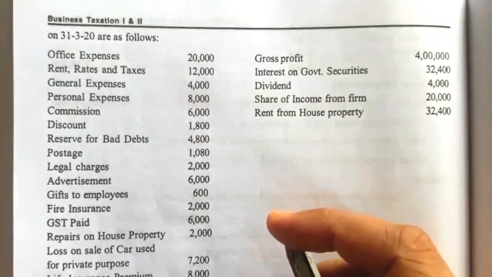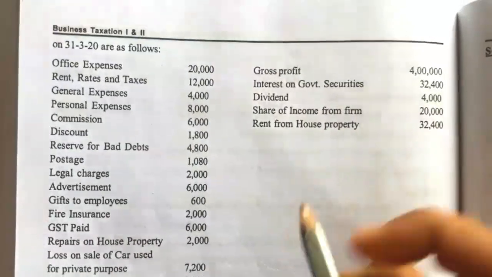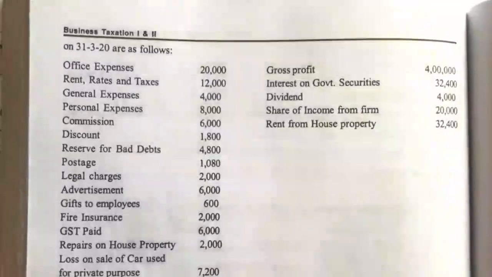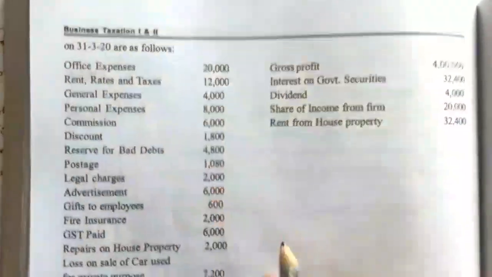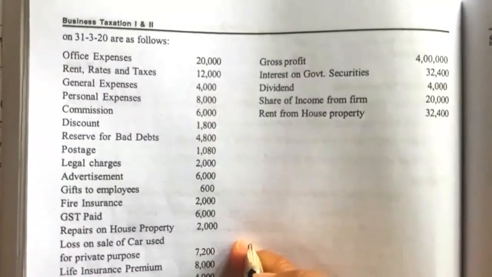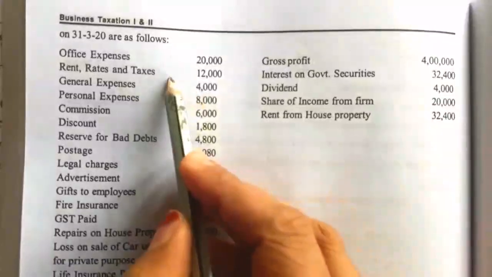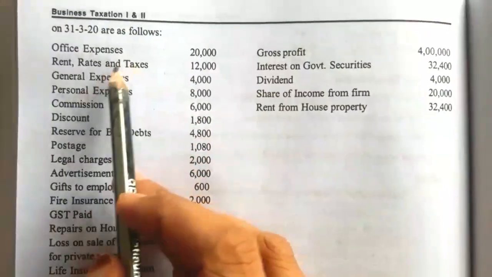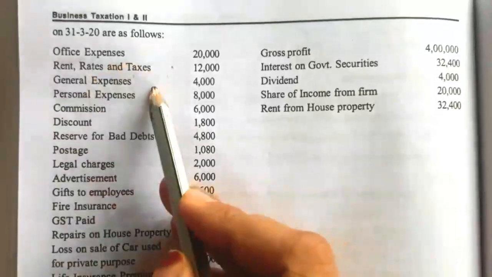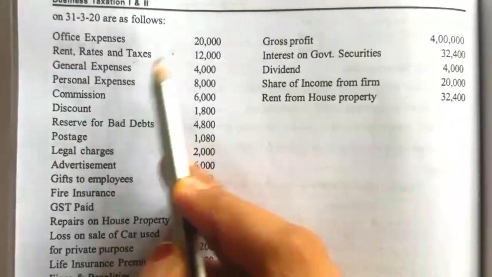Office expenses is allowed to a business. It is an allowed expense. It is an expense relating to a business, office expenses. So it is allowed. Then rent, rates, taxes. Actually it is allowed. Rent, rates, taxes are allowed. Then rent paid for the office building is allowed. Then general expenses is allowed.